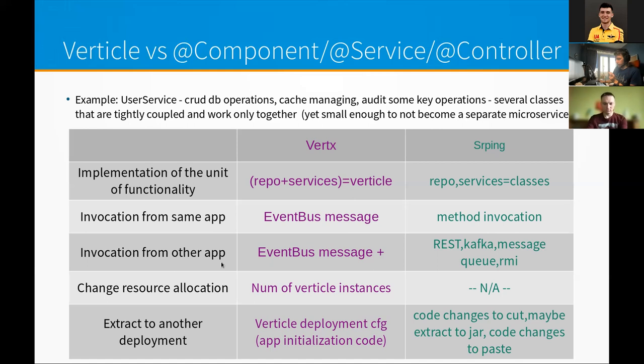Okay, next one. So what do you do when you need invocation from different applications? Clearly for Spring, as I mentioned, you need some mechanism for calling. One of them is RMI, for example, which is closer to method invocation, but still it's not such a thing. You still have to do lots of work to cut something and paste it into different microservices. That's why this RMI is not here, but rather here.